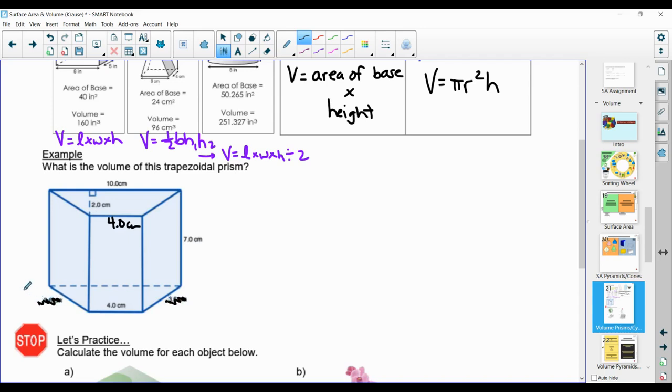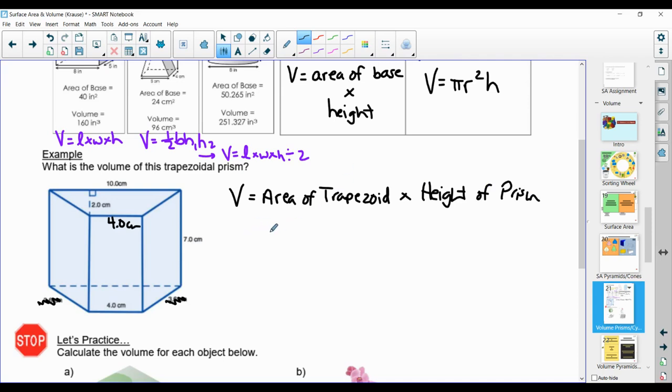They would come in handy if we were doing surface area of a trapezoidal prism, but we don't need it for volume. So in order to find the volume of the trapezoidal prism, it's going to be the area of the trapezoid times the height of the prism.